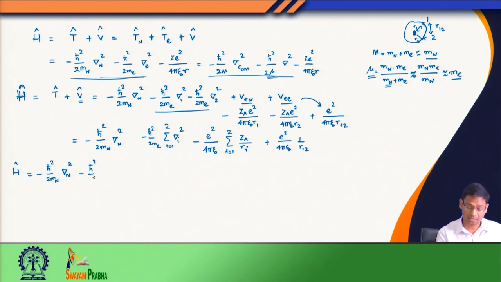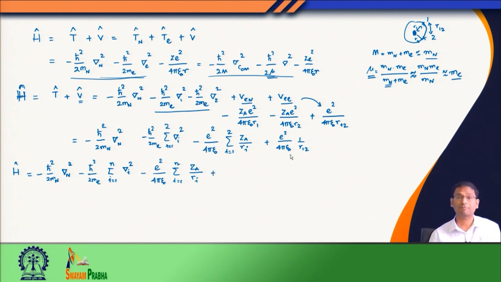And then we have the kinetic energy of the electrons. Since we have n number of electrons, I will have n number of electron kinetic energy terms. So here the summation goes from i equals 1 to n, and then when I look at the third term here, it is simply i equals 1 to n, and I simply have still the same term r_i.